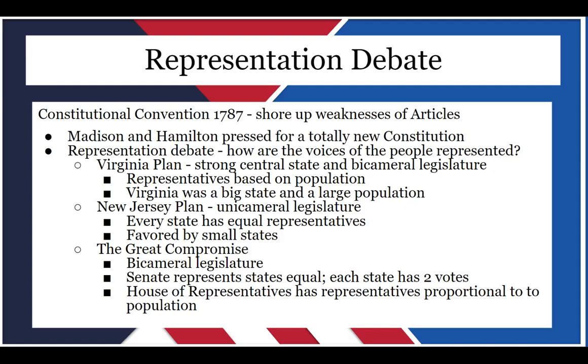Okay, so ultimately we see the Great Compromise happen, and this is what forms our representation today. The Great Compromise says, okay, we're going to have a bicameral legislature, two houses, the Senate and the House of Representatives, but the Senate will have equal representation. Each state has two votes, which is what we have today. And then the House of Representatives will have representatives proportional to the population, which is, again, what we have today. Bigger states have more representatives, like California and Texas both have a lot of representatives in the House, whereas states like Nevada or Wyoming have very few representatives.